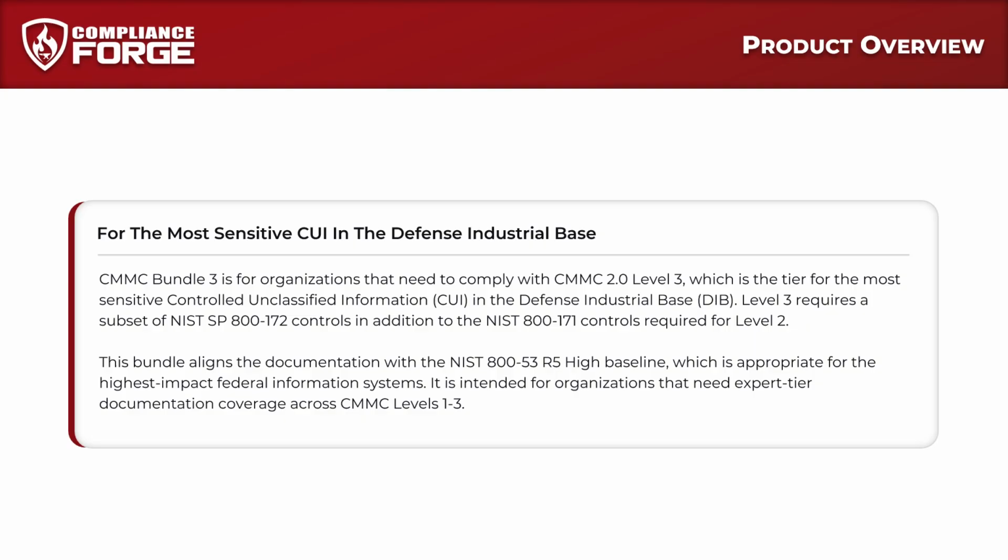The CMMC Bundle 3 is for organizations that need to comply with CMMC 2.0 Level 3, which is the tier for the most sensitive controlled unclassified information in the defense industrial base. Level 3 requires a subset of NIST 800-172 controls, in addition to the NIST 800-171 controls required for Level 2. This bundle aligns the documentation with the NIST 853 Revision 5 High baseline, which is appropriate for the highest impact federal information systems. It is intended for organizations that need expert tier documentation coverage across CMMC levels 1 through 3.